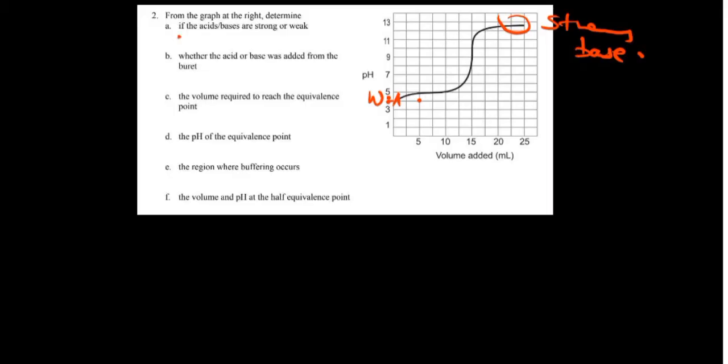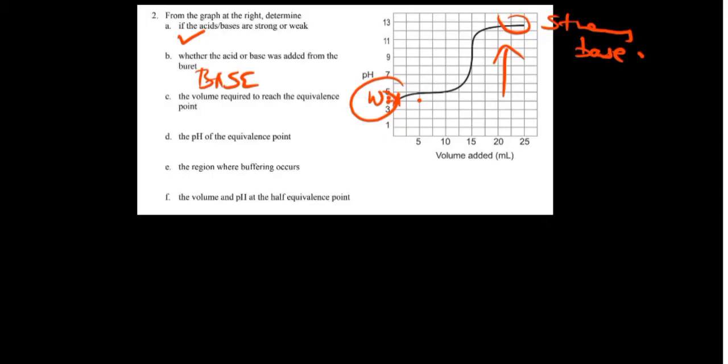So we've answered A. Now B, we need to tell whether it was the acid or the base that was being added from the burette. So from what we are seeing here, since the pH is increasing, initially we had an acid. So basically in the burette we had what? So it was basically the base that was being added from the burette to our flask.